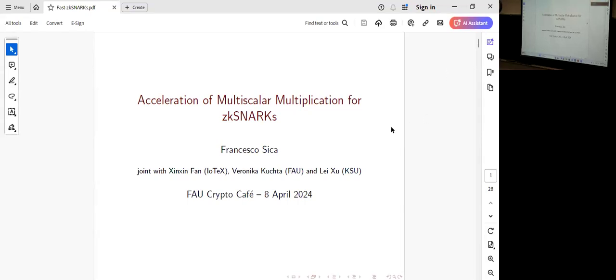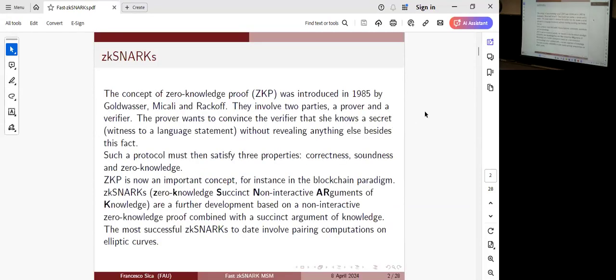So what are zkSNARKs? It's an acronym for zero knowledge, succinct, non-interactive argument of knowledge. Basically, the prover wants to try to convince a verifier that they know a secret without revealing anything besides the fact that they know a particular secret, some kind of witness to a language statement.